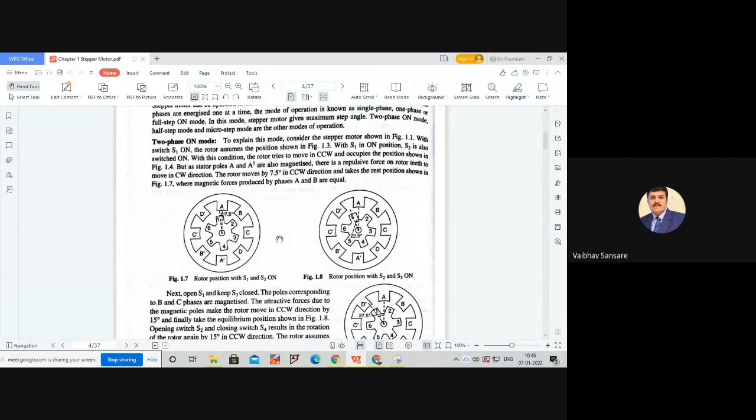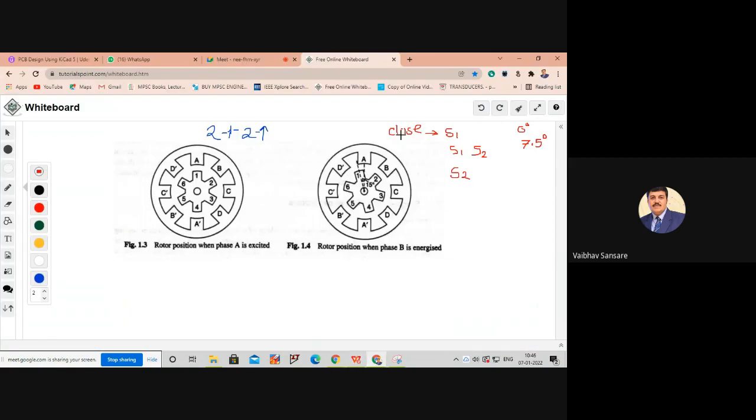Therefore, they will move in forward direction by angle of 7.5 degree. So here the rotor will rotate by 7.5 degree in forward direction so that these 2 and 5 get aligned with B and B dash. Okay. So now what will be the angular position from initial state? 7.5 degree in counterclockwise direction. So from initial position, rotor is now in counterclockwise direction by 15 degree.